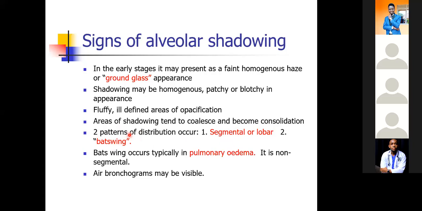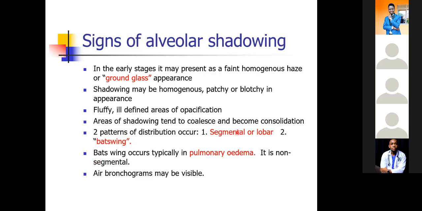For example, we are already saying here outright that bat swing pattern is typically in pulmonary edema. That is the commonest clinical scenario where we shall see bat swing pattern of alveolar shadowing or airspace shadowing.